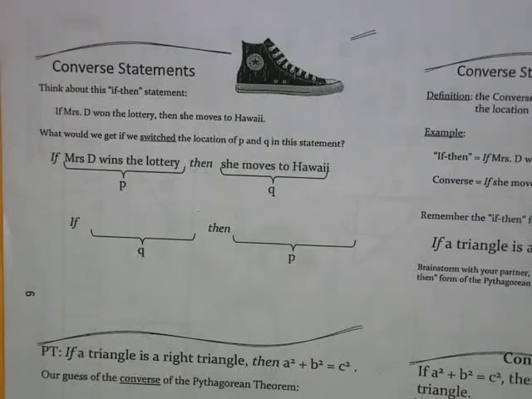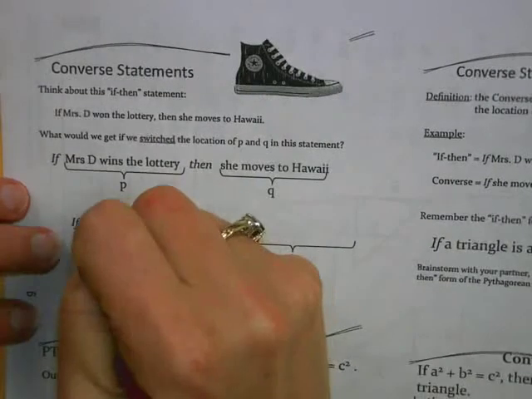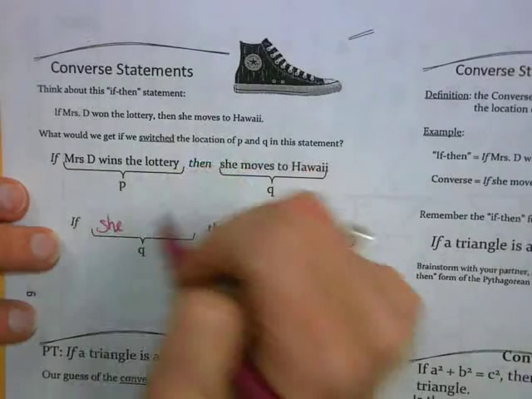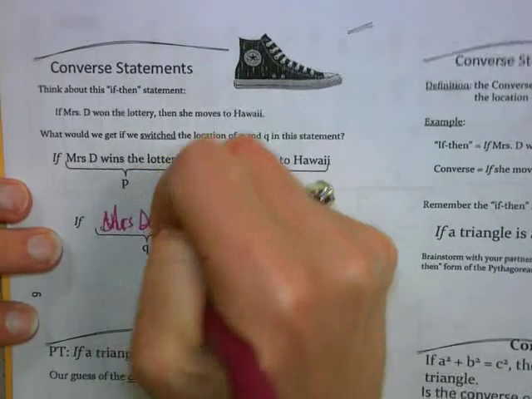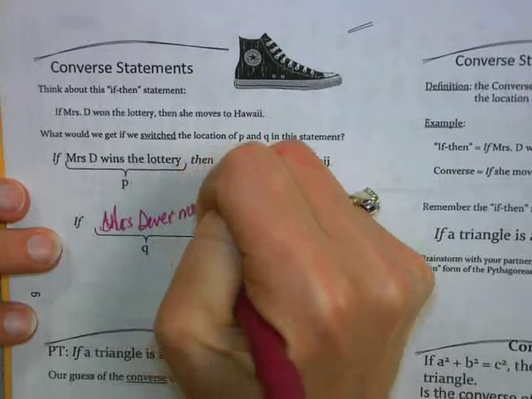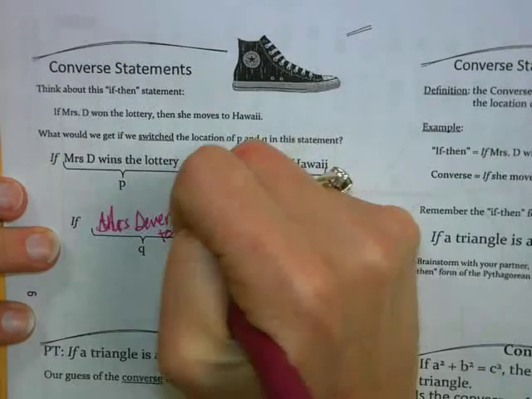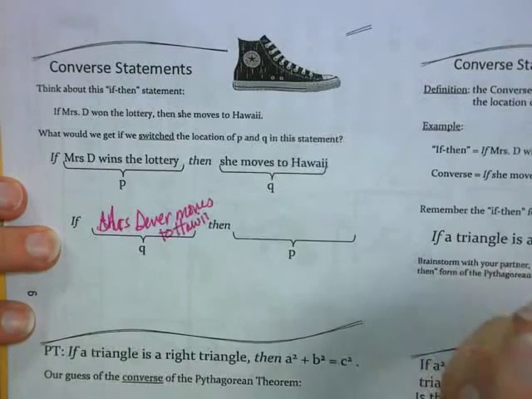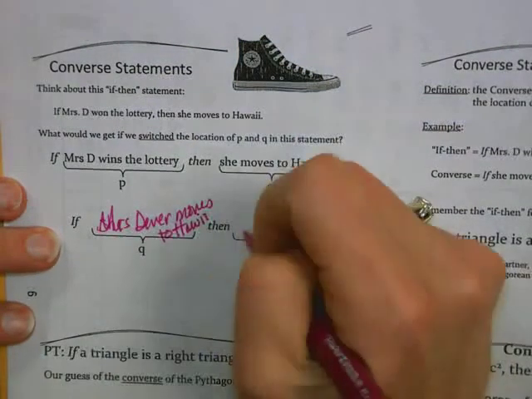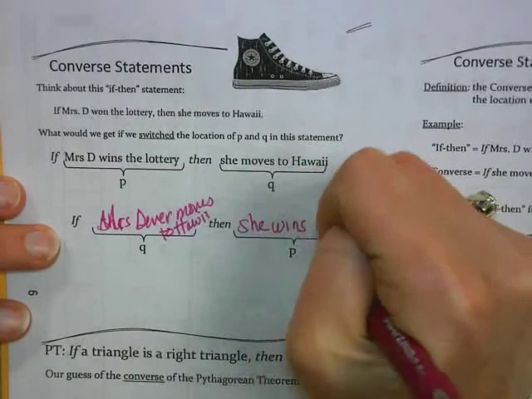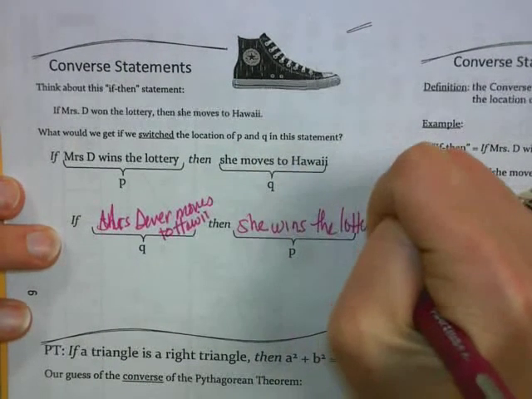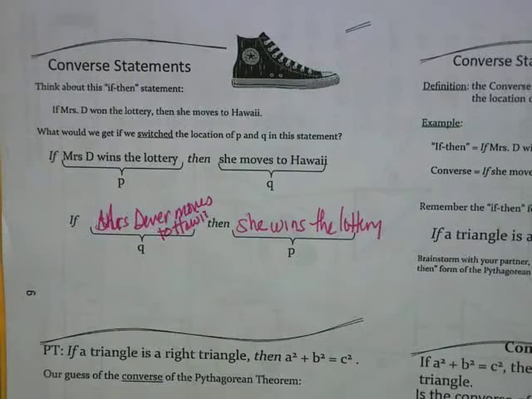If, what's that going to say? If Miss Dever moves to Hawaii, oops, I probably should have said Miss Dever. There we go. Miss Dever moves to Hawaii, then she must have won the lottery. So we're flipping it around.